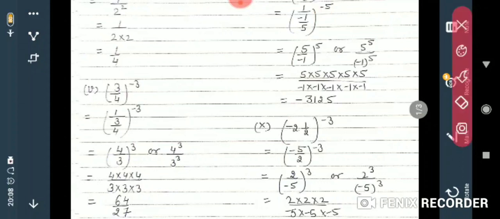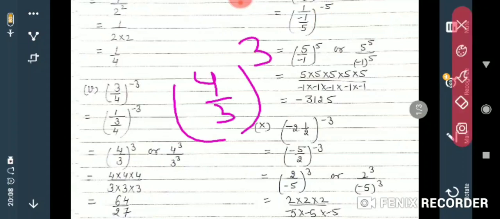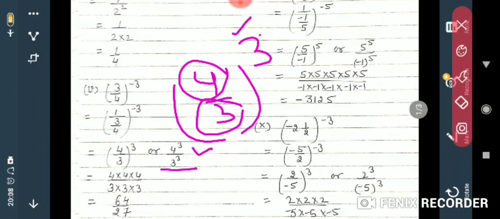Because just see 4 upon 3 to the power 3. What does it state? It states that the power of 4 is also 3 and the power of 3 is also 3. Okay, then 4 to the power 3 means 4 multiply 4 multiply 4 and 3 to the power 3 means 3 multiply 3 multiply 3. So just multiply, what will you get? 64 upon 27.